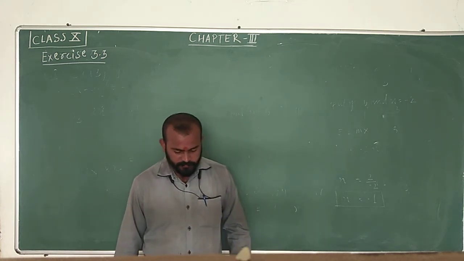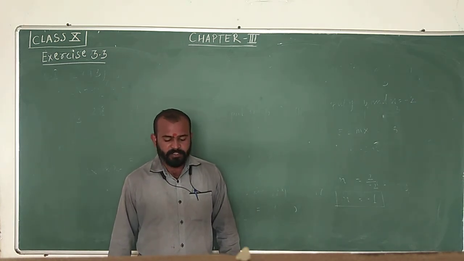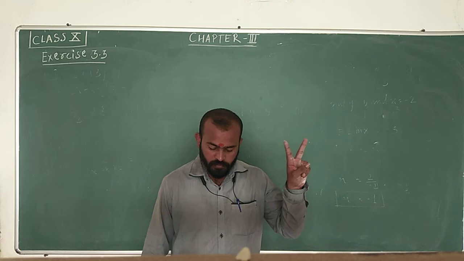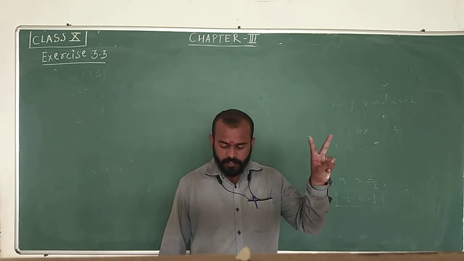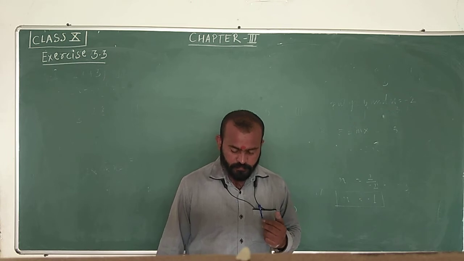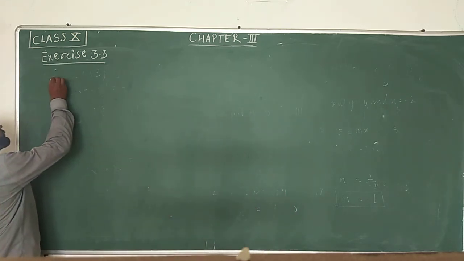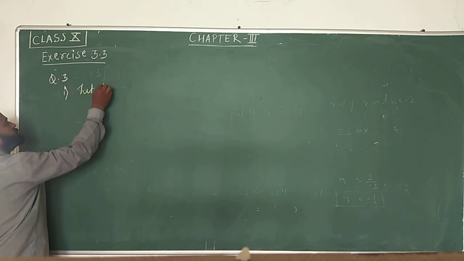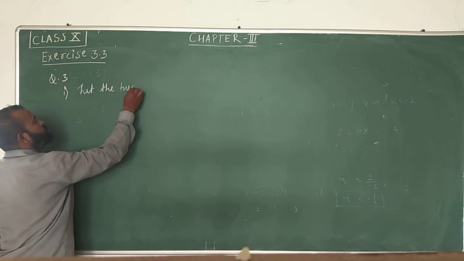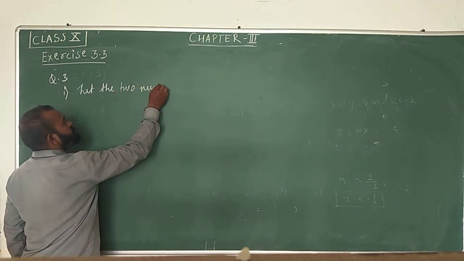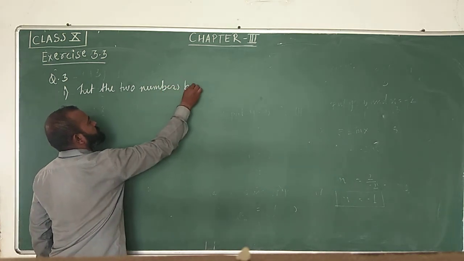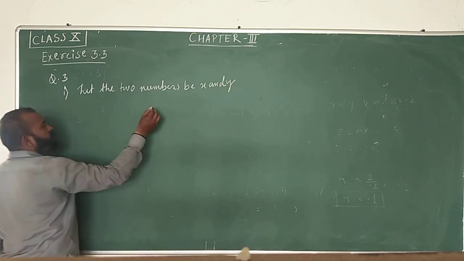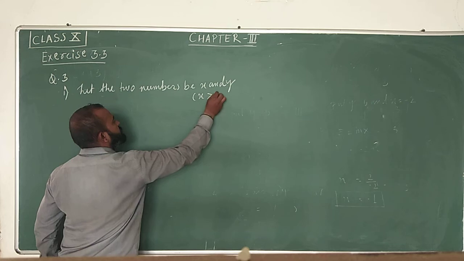Now see first, the difference between two numbers is 26. We don't know which are the two numbers. One number is 3 times the other. Find them. So we take it as question number 3, part 1. Let the two numbers be x and y, and we will consider that x is greater than y.